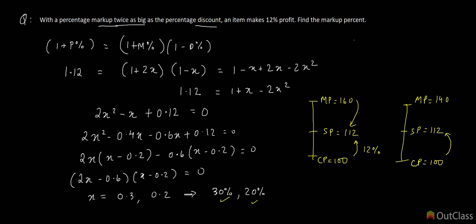But the question is, find the markup percent. The markup percent was numerically double of the discount percent, which we assumed as x. So here answer would be 60% or 40%. Both are valid. Answer 60% or 40%.